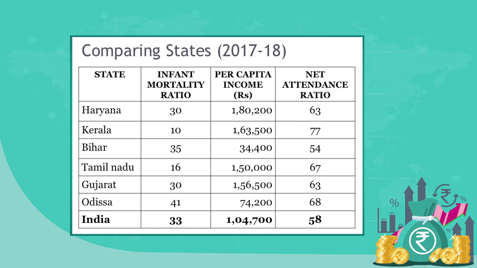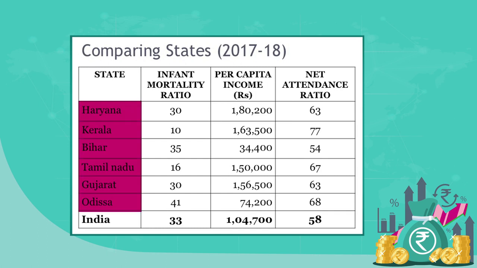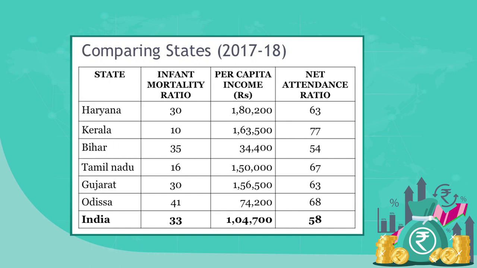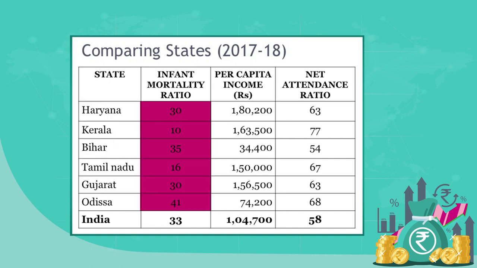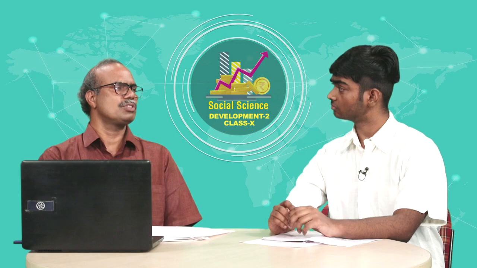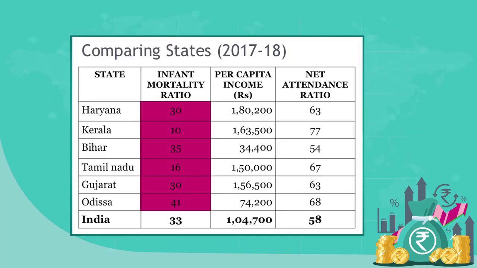So, if you look at the table, this table contains 6 states: Haryana, Kerala, Bihar, Tamil Nadu, Gujarat, Odisha. If you look at the second column, it contains the data on infant mortality ratio. This means how many children are able to survive out of 1000 children born. If you look at the infant mortality ratio in, say, Haryana, it is 30. The national average is 33.